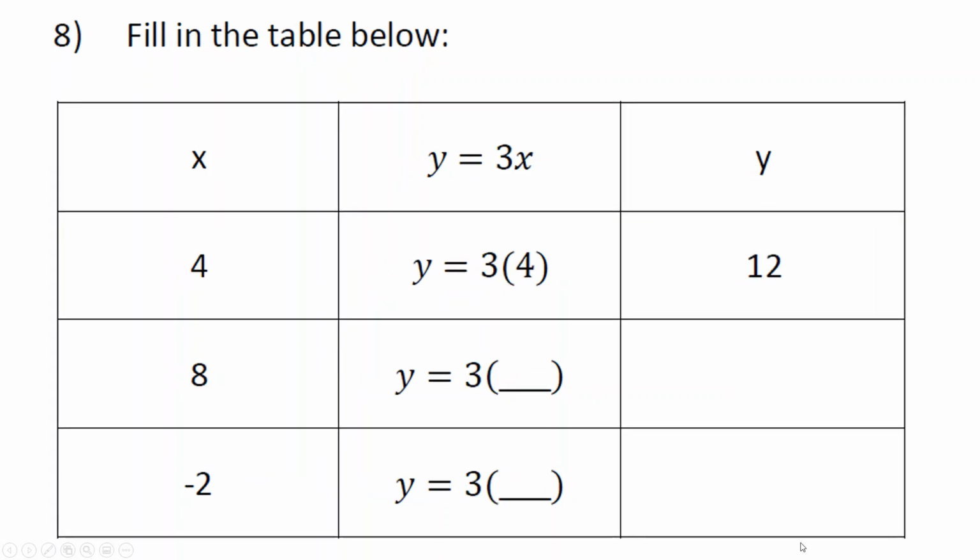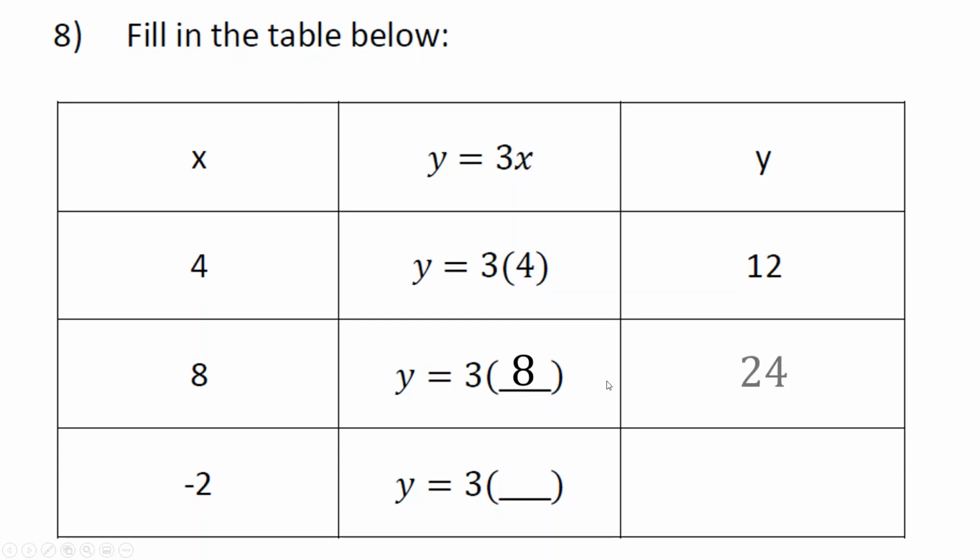So we have another one of these. This one is going to be y equals 3x. So they're giving you some inputs. You have to figure out the outputs. So when x is 4, we plugged in a 4. 3 times 4 gave me 12. When x is 8, I'm going to plug in an 8.